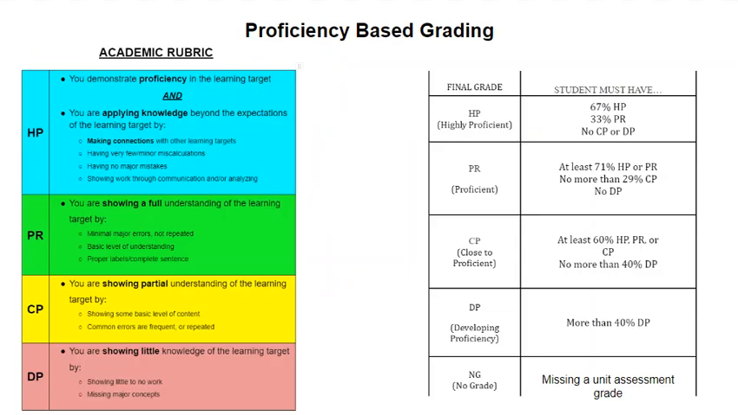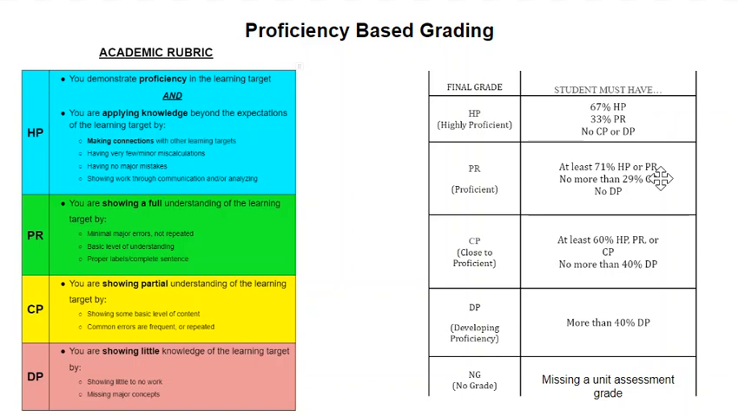In this class, we'll be using the proficiency-based grading system, DP standing for developing, CP close to proficient, PR proficient, and HP highly proficient. This table will give you a little bit more explanation about what those mean. The table on the right will show you how Synergy uses all of the scores in the gradebook to determine the level of proficiency. For example, to get a highly proficient, a student would either have 67% highly proficient scores, 33% proficient scores, and no close to proficient or developing.